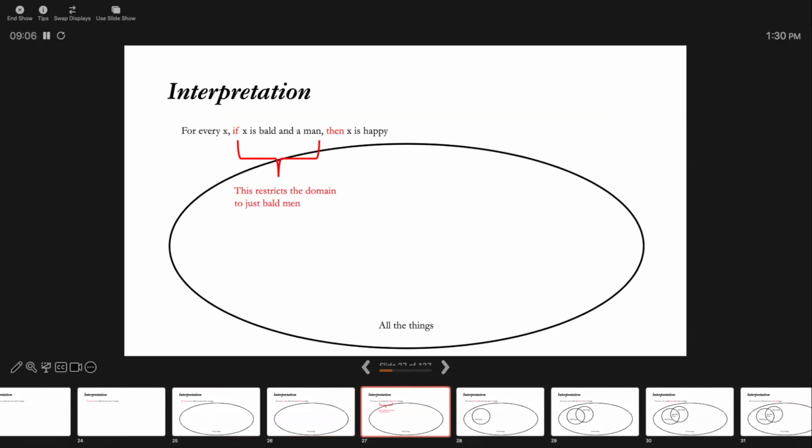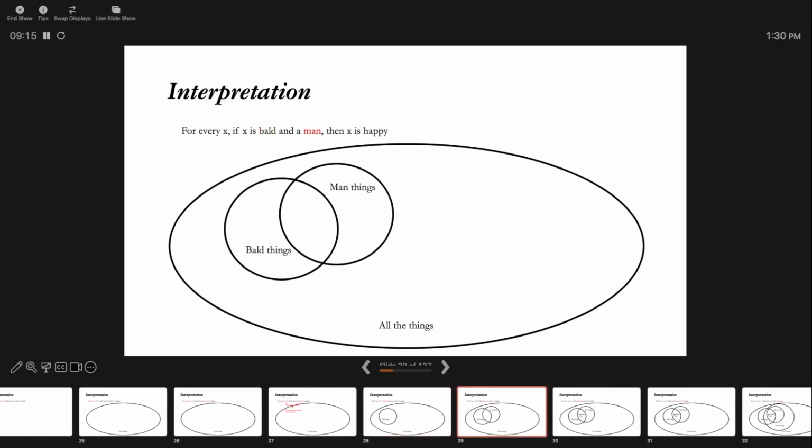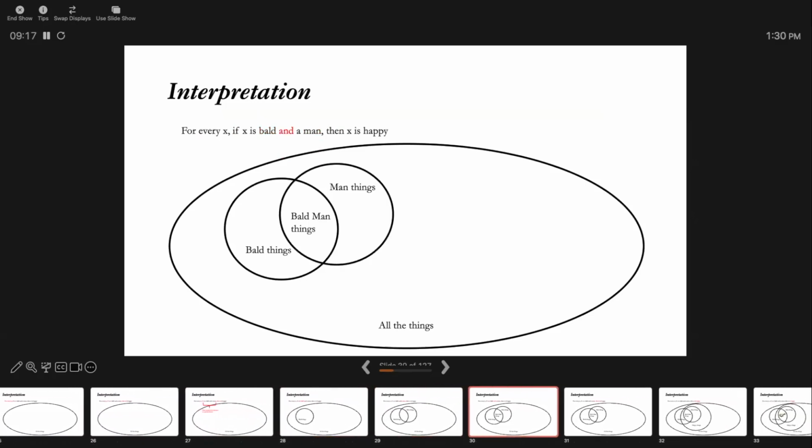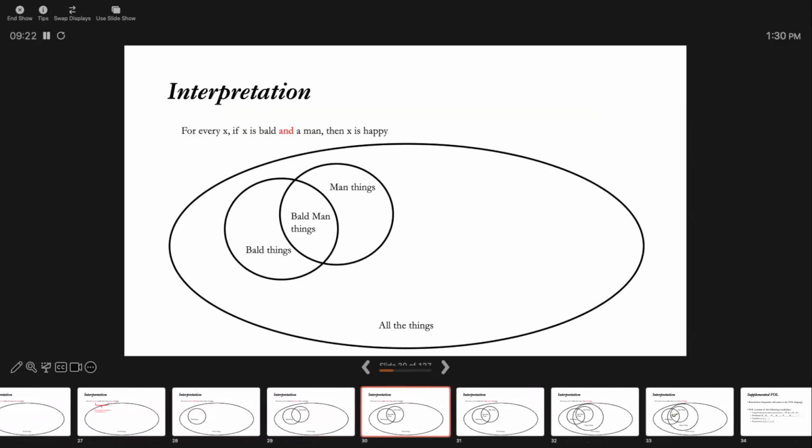For every is everything. And now I'm saying, I just want to focus on bald men out of everything. So if something's a bald man, let's talk about that. Here are the bald things. Here are the man things. I'm just interested in the bald man things right there in the intersection. That's what that "and" is doing, right? Cutting the intersection between them.